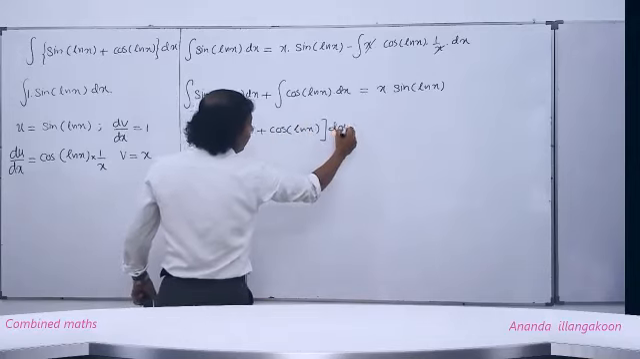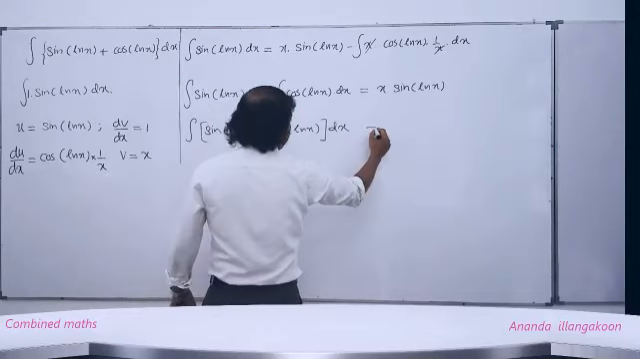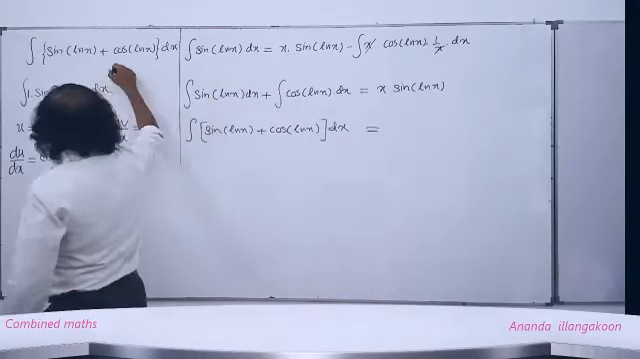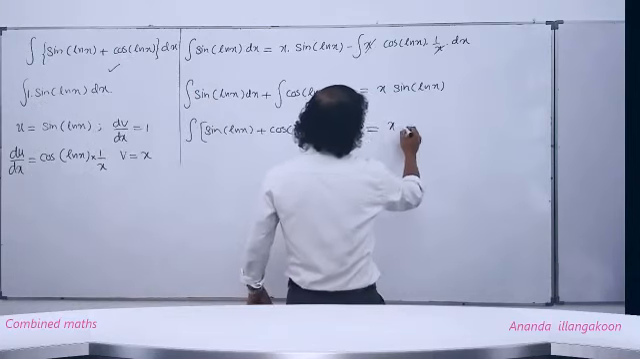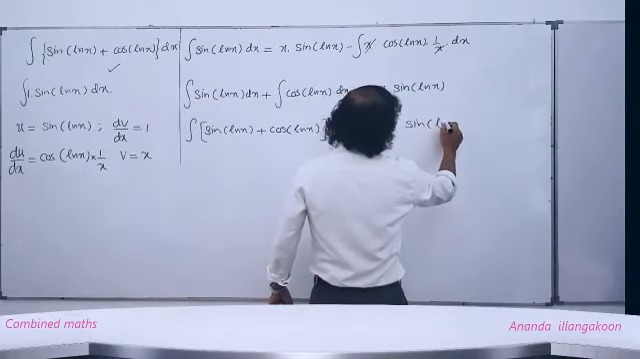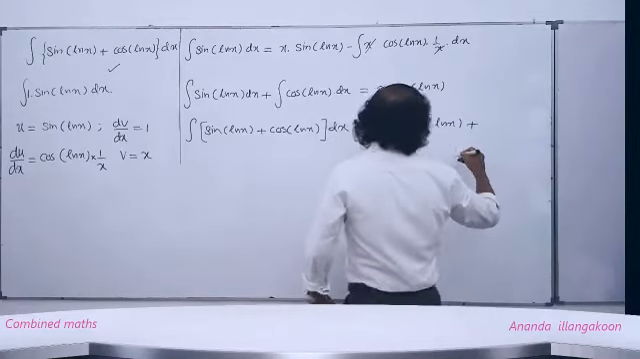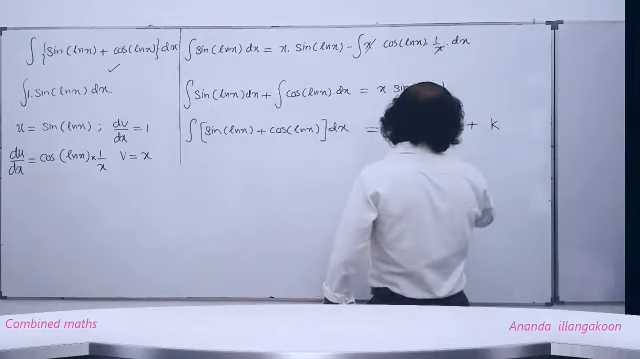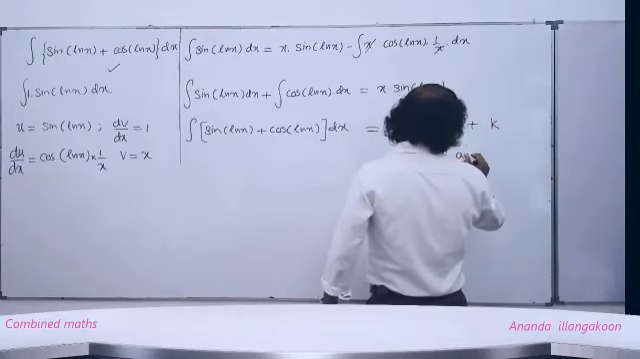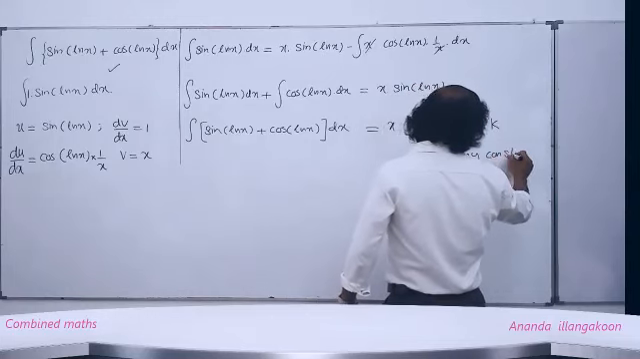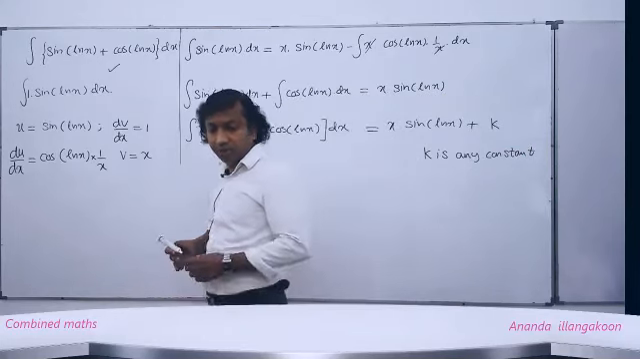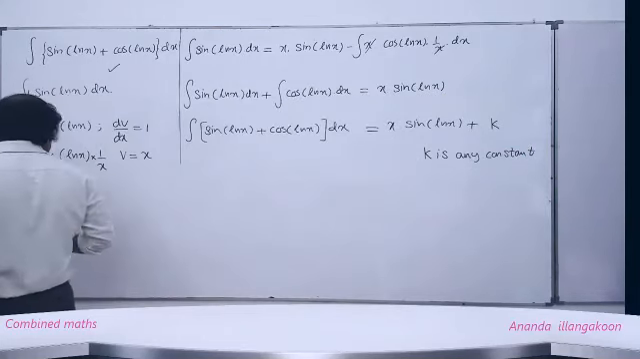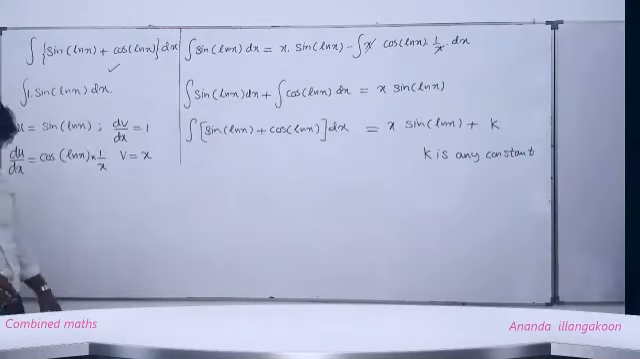This left hand side is nothing but the given question, no, people? So then its answer is this: x sin ln x plus k. K is any constant. K is any constant. This is how, people, we take that. Okay, no? Right.